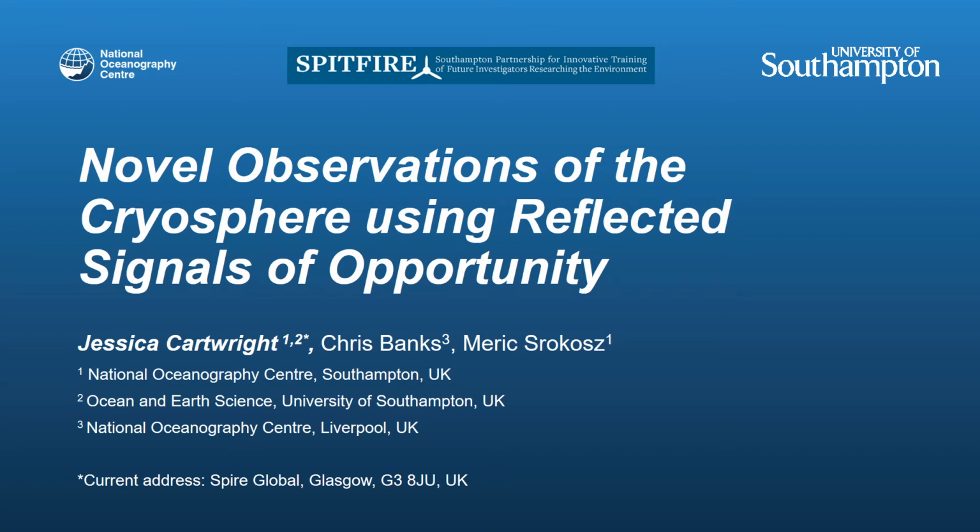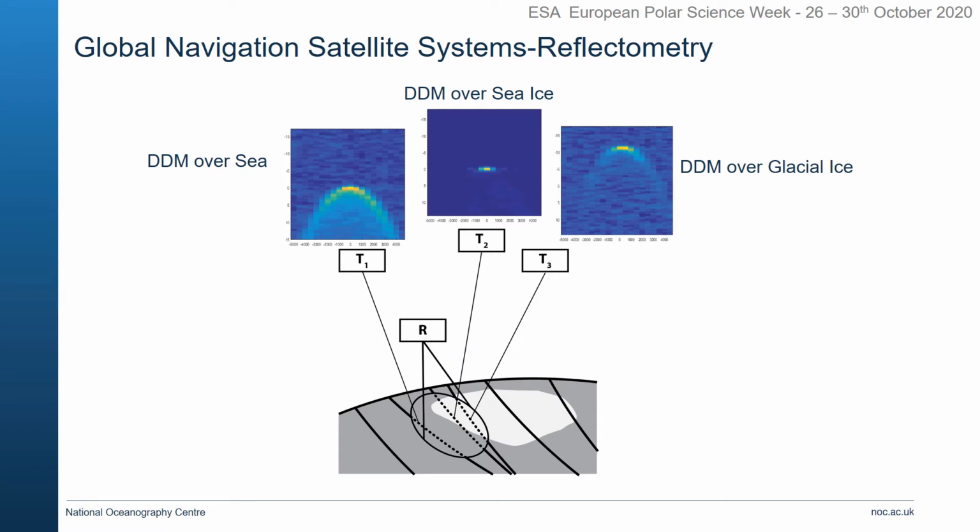I was a PhD student at the National Oceanography Centre in Southampton, and I'm now working for Spire Global. I'm going to be presenting my PhD work here on the use of reflected signals of opportunity as observations of the cryosphere. My PhD work here focuses on global navigation satellite systems reflectometry. This is the use of reflected navigation signals, such as GPS, to characterise the reflective surface.